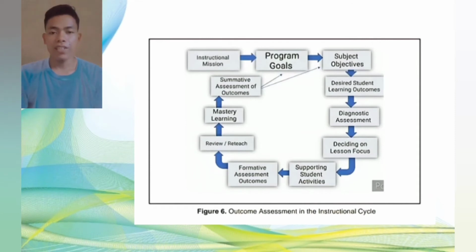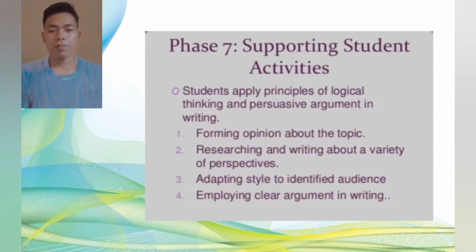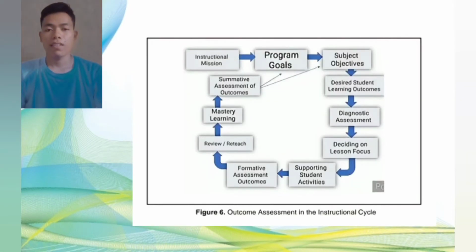Phase 7, Supporting Students' Activities. Students apply principles of logical thinking and persuasive argument in writing. First, forming opinions about the topic. Second, researching and writing about a variety of perspectives. Third, adapting style to identified audience. And fourth, employing clear argument in writing.